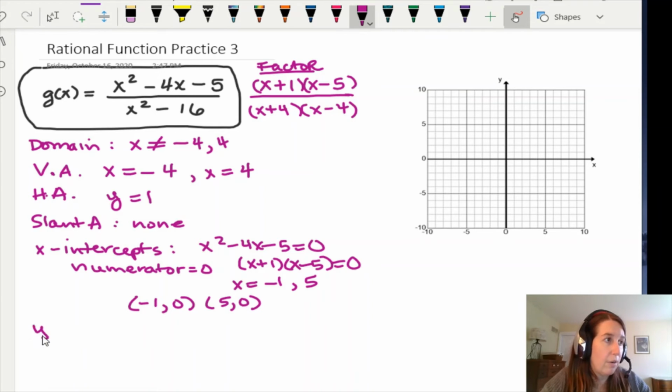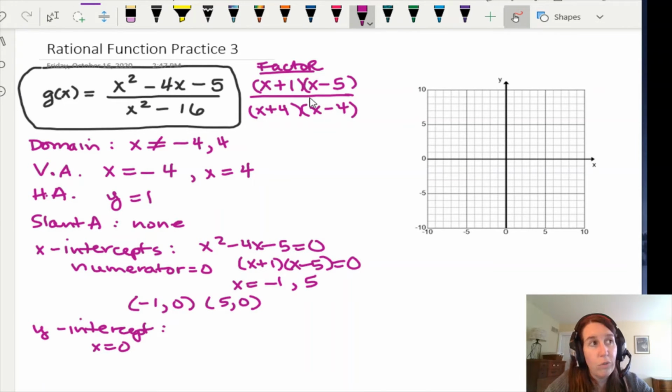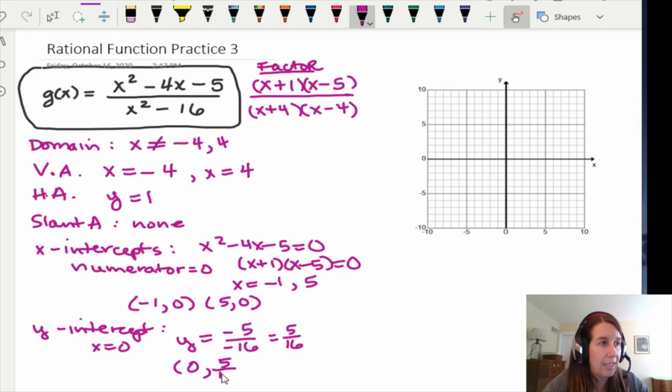Okay. Our y-intercept is where x is equal to 0. I actually think it's easiest to plug that back into the original function rather than in factored form, because this is 0, so the numerator is just -5, and the denominator is 0 minus 16, so just -16. So that's 5/16. Okay, so that would be the point 0, 5/16. Okay, time to graph.